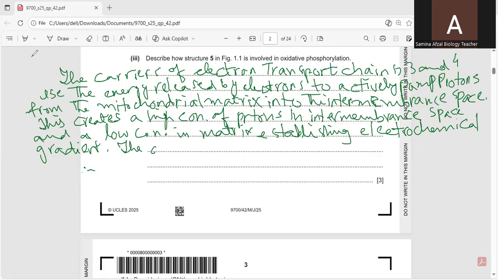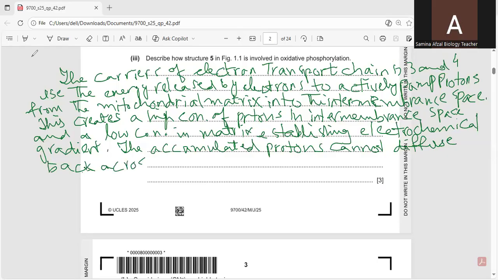The accumulated protons cannot diffuse back across the membrane except through this channel.